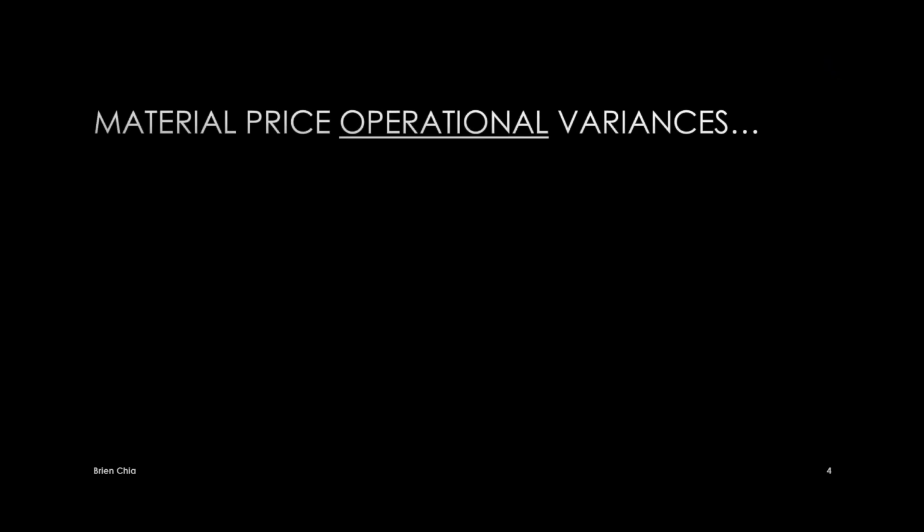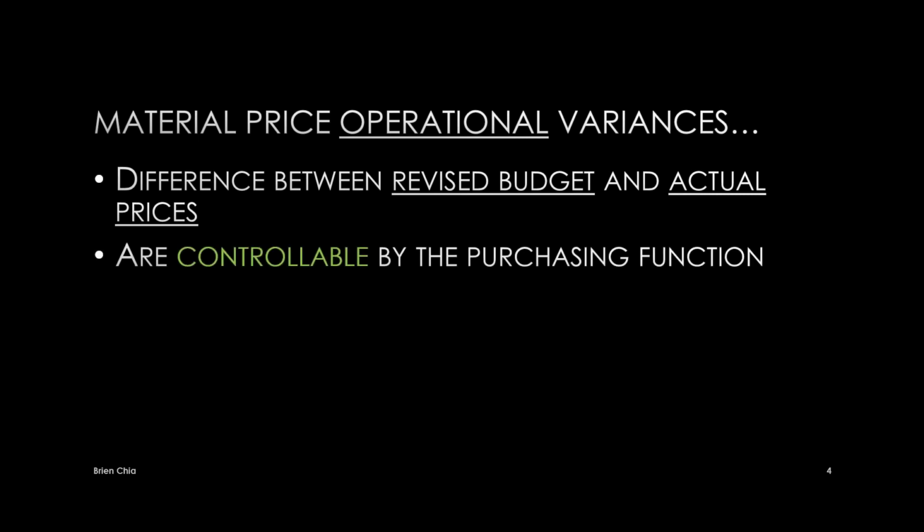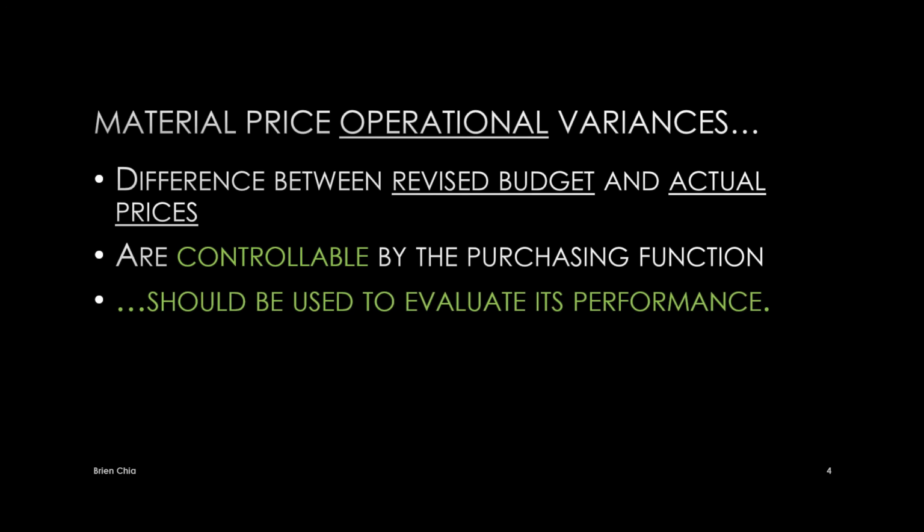So now let's talk about material price operational variances. This is the difference between the revised budget, or the latest version of the budget, and the actual price which you are paying. So in this case, it is controllable by the purchase function. Therefore, it should be used to evaluate its performance.